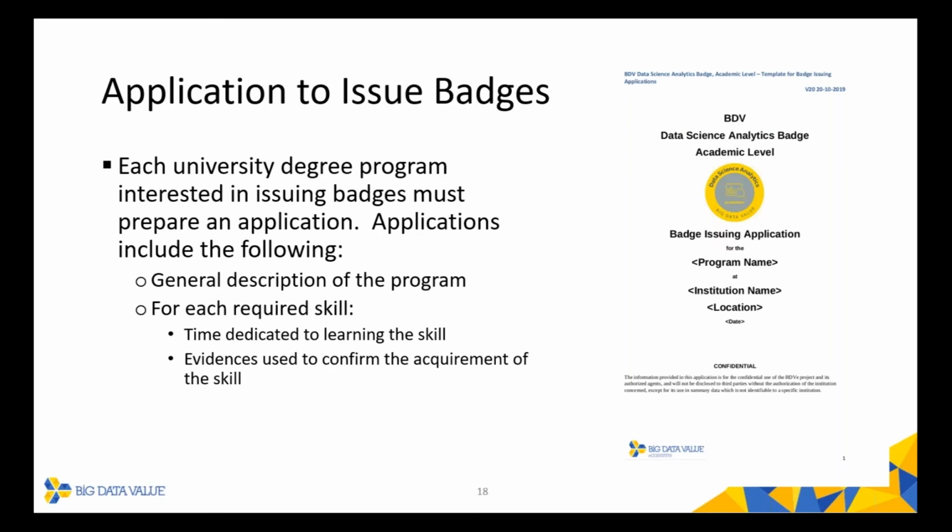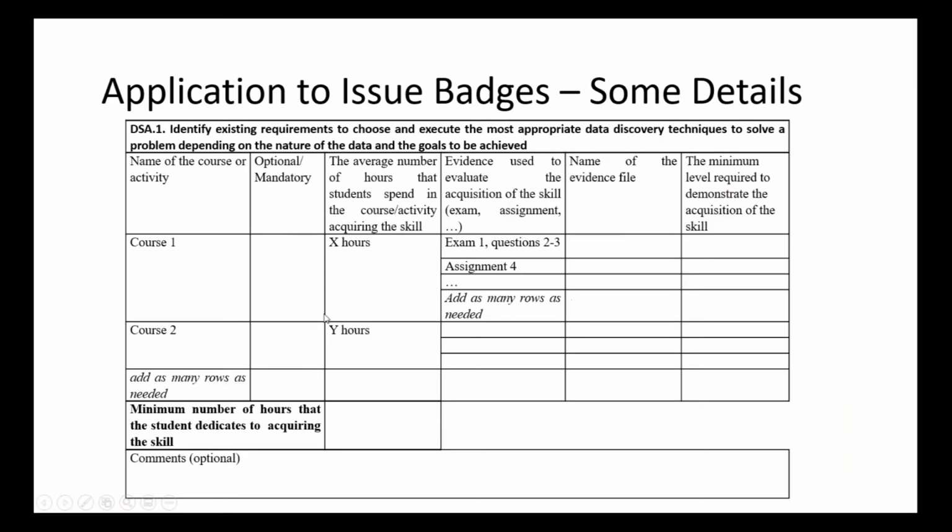And then they need to show how they're ensuring that their students have acquired those six skills before they plan to issue the badge. And like I said, we're requesting that they provide the evidences they use to confirm the acquirement of skills on the part of their students. So what exactly does that look like?